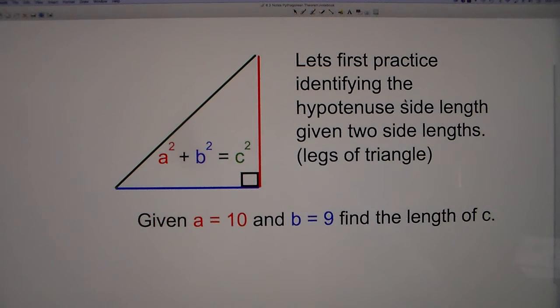Let's first practice that. So we're going to practice one more time here now. So when a equals 10, b equals 9, our goal is to find c. So 10 squared is 100, plus 9 squared, which is 81, which is equal to c squared. 100 plus 81 is 181, which is equal to c squared. We take the square root of both sides. So c equals the square root of 181.